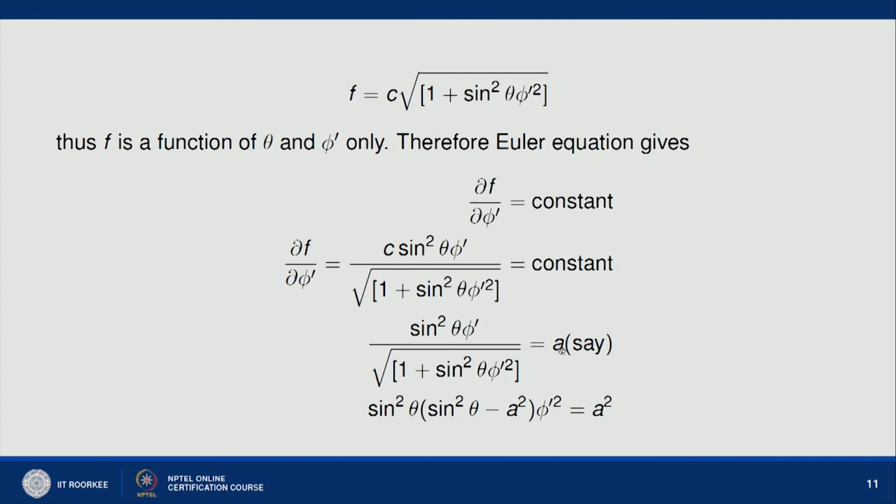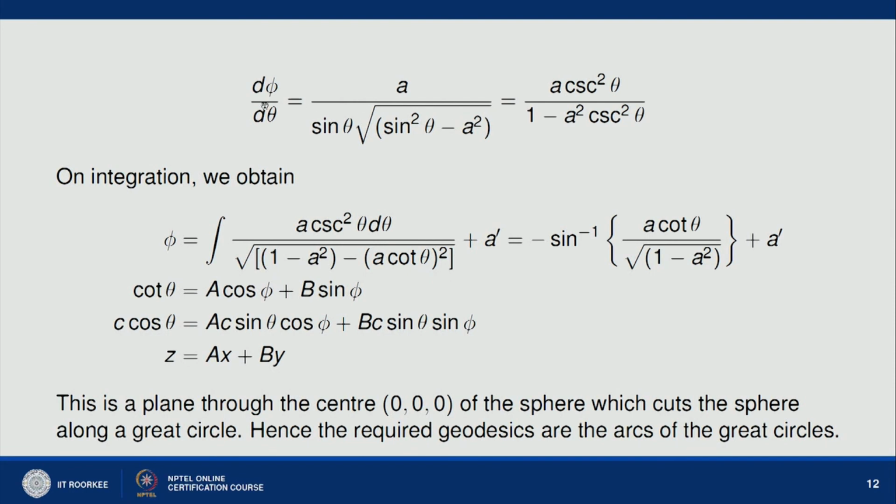When you simplify this, you can square it and solve for phi dash square. So phi dash square is coming out to be a square upon sin square theta into sin square theta minus a square. So d phi by d theta is given by a divided by sin theta under root sin square theta minus a square, which is further simplified as a cosec square theta divided by root of 1 minus a square cosec square theta. So now you integrate this.